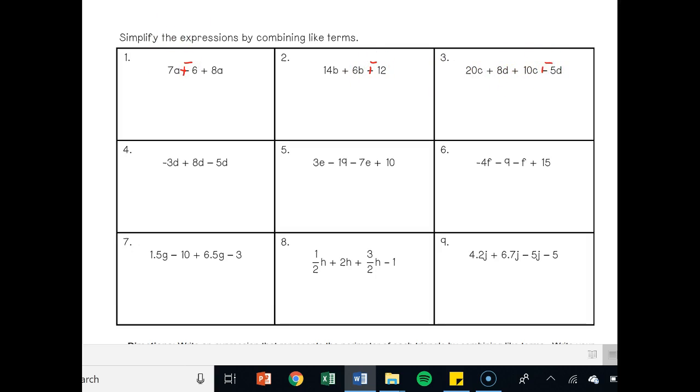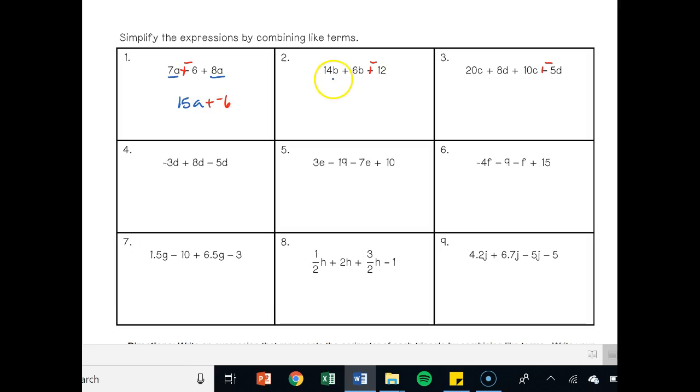All right, so let's take a couple of these. Remember, same variable and same exponent. So that means 7a and 8a are like terms. So 7 plus 8, that's 15a. And then negative 6, that's just a constant. It's got no like term, so you just say plus negative 6.